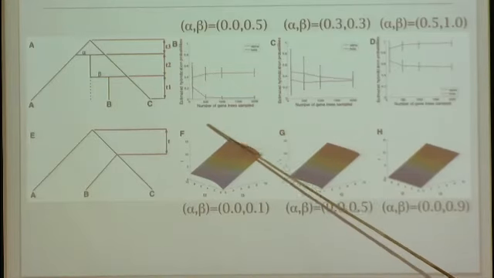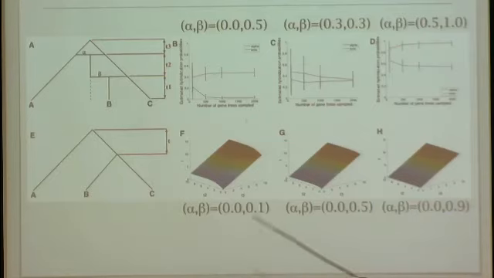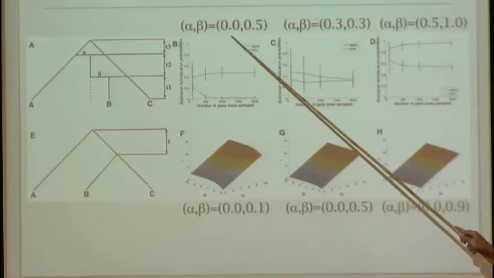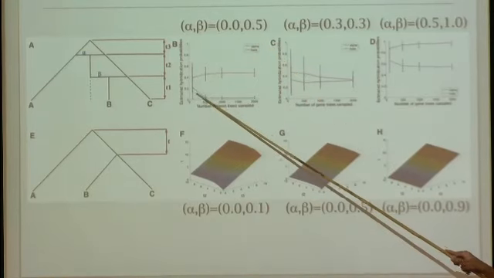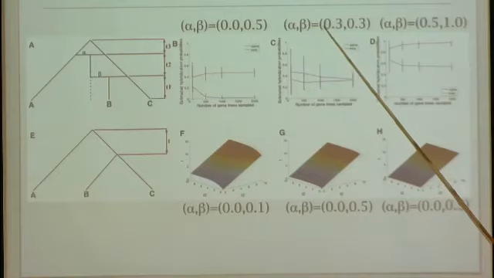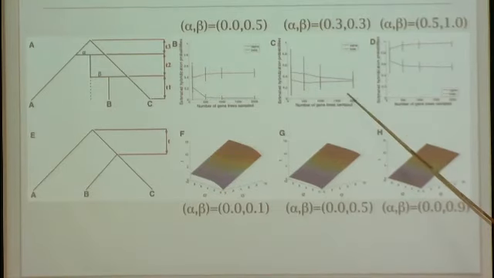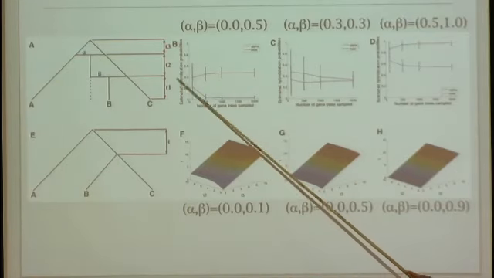The x-axis shows the number of gene trees increasing. On the y-axis are the probabilities that we estimate, the values of alpha and beta. In this figure, we use a true value of alpha equals 0 and beta 0.5. You see that alpha is getting to 0, and beta is going to 0.5. Here, we use 0.3 and 0.3, and we are getting good estimates. Here also 0.5 and 1, we are getting good estimates. Now, here we assume you know T1, T2, T3.